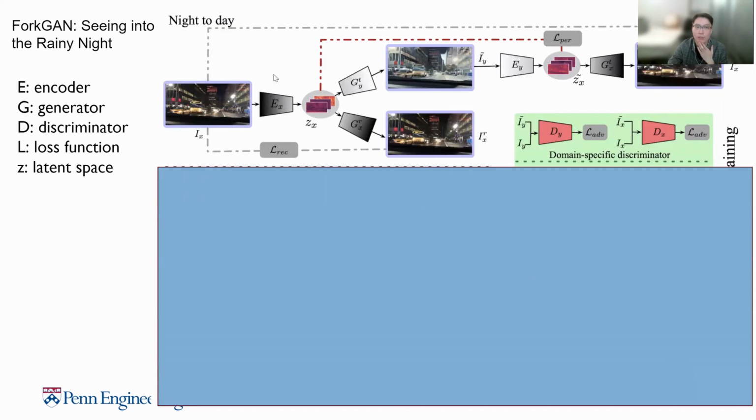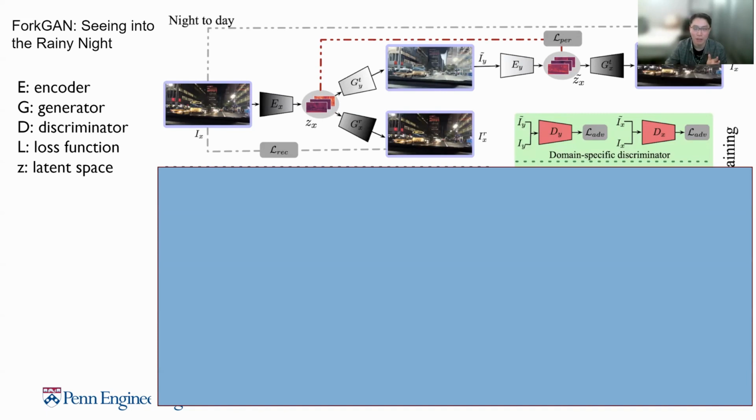Let's look at part of the training pipeline. So this is the input. The input is a night scene image, but we don't have a day scene image, right? So we actually don't know what this thing should look like in reality, in daytime. So how can we train this?